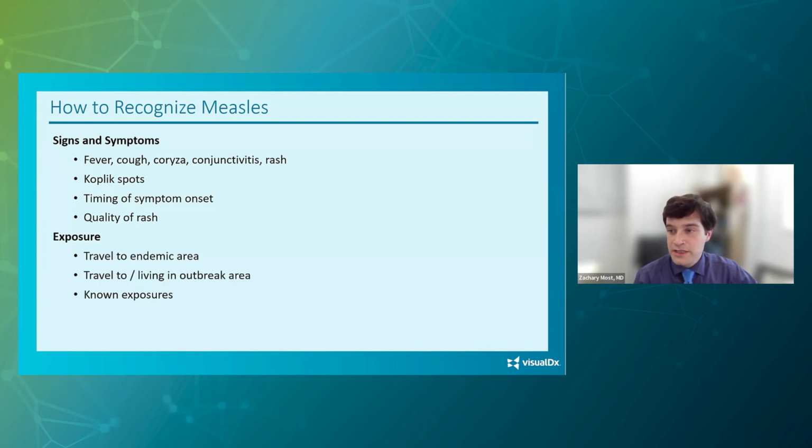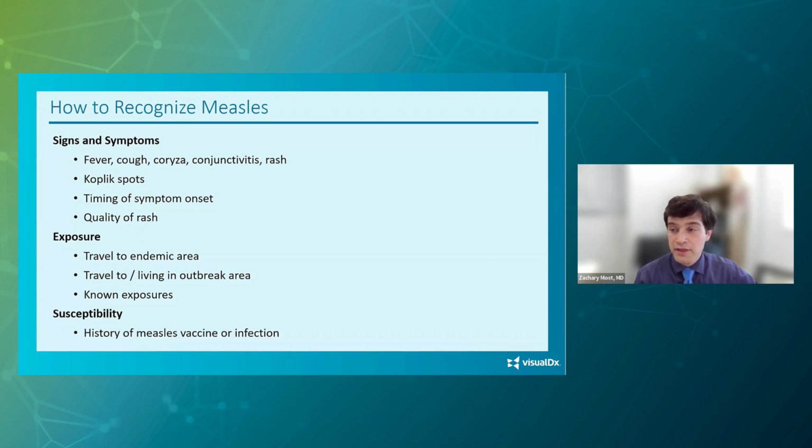Even in the midst of outbreaks going around the country, we are still a measles elimination country. So you want to make sure a patient has a plausible exposure to measles if you're going to consider it as a diagnosis. This could include travel to an endemic area, travel to or living in an outbreak area, or any known exposure to somebody who has measles or is suspected to have measles.